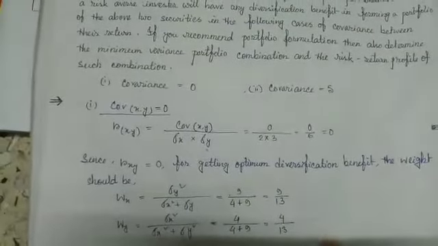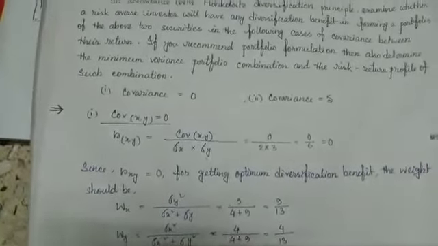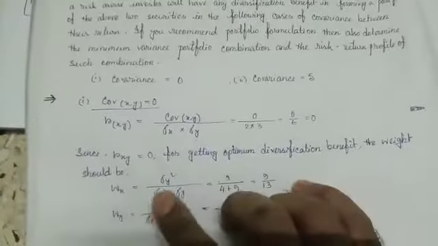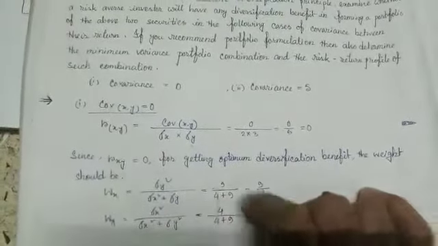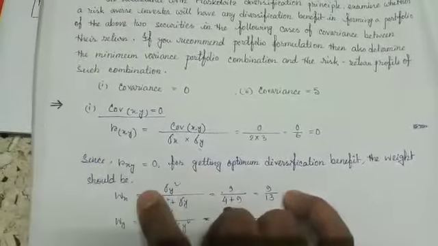Since the values of sigma y square and sigma x square are given in the question, that means the variance of security x and security y are given. By putting these values, we can calculate the weight of security x, which comes to 9 by 13, and the weight of security y comes to 4 by 13. I repeat again, this formula has been calculated in our earlier class.